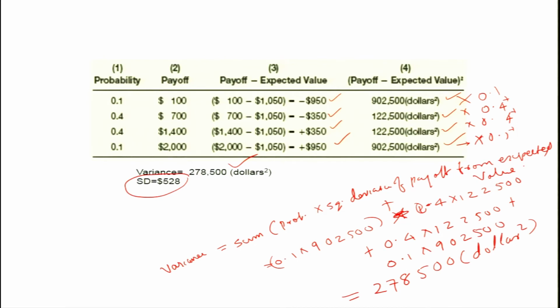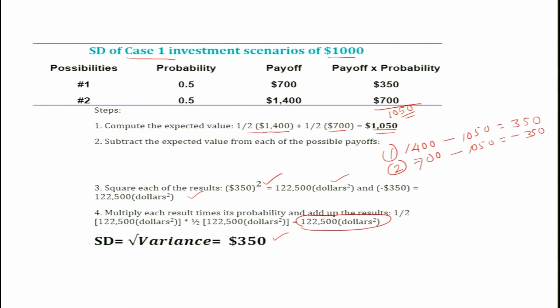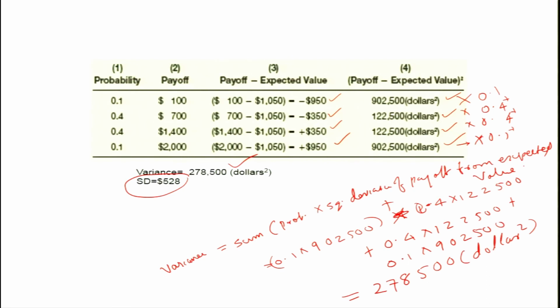528. So, let us look at the previous case, where we got a standard deviation of 350 from that investment, and in the second investment we are going to get a standard deviation of 528. Looking at these two investments, one has a standard deviation of 350 and the other has 528. So, normally a firm, an investment fund, will prefer the investment strategy of case 1, because the standard deviation, the risk spread, is low, and they will prefer this investment.